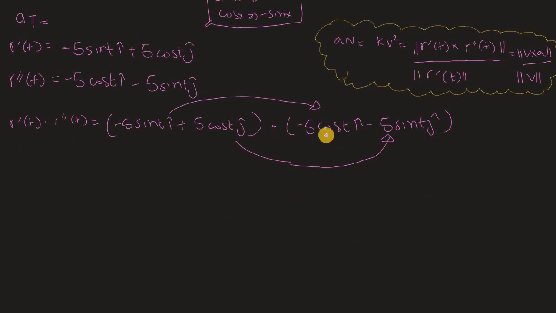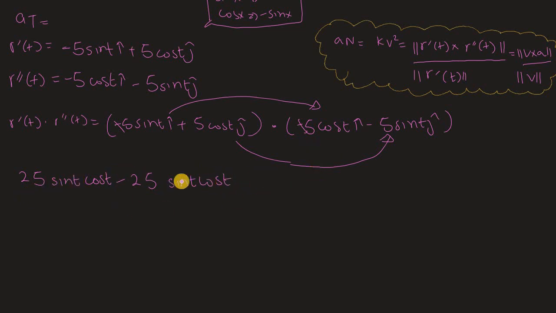So let's do this. We do negative 5 sine t i hat multiplied by negative 5 cosine t i hat. So the negative cancels out, right? Then this becomes 5 times 5, which is 25, and sine t multiplied by cosine t, which is sine t cosine t, simply. And then plus 5 cosine t times negative 5 sine t. What's 5 times negative 5? This is going to be negative 25, right? So let's write negative 25 here, and then cosine t times sine t, that's sine t cosine t.